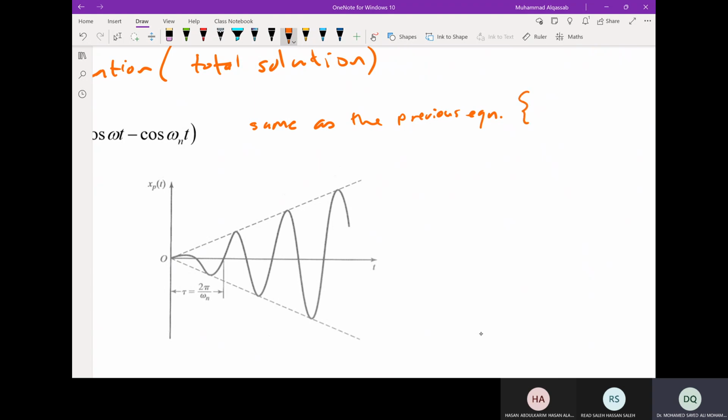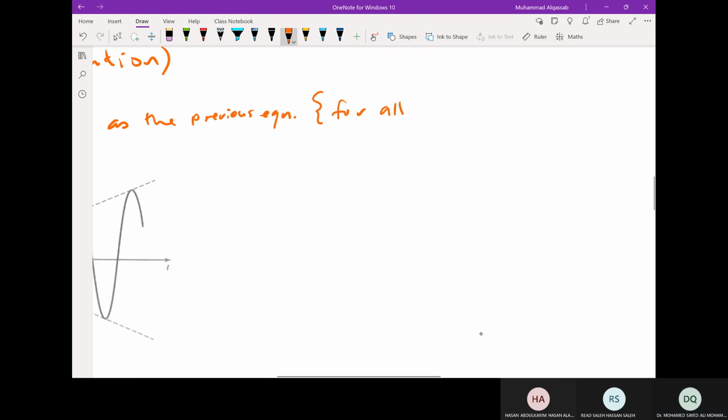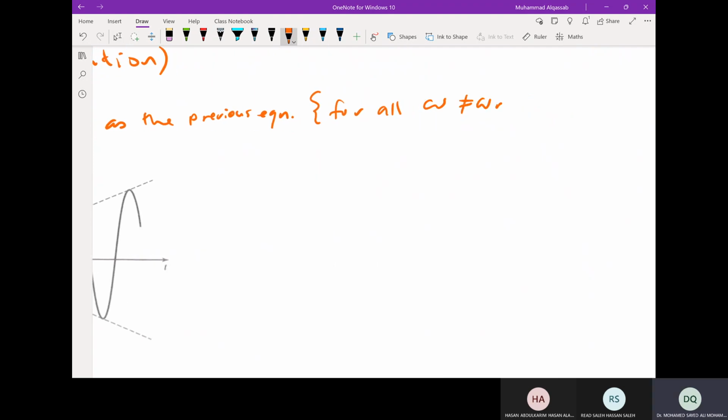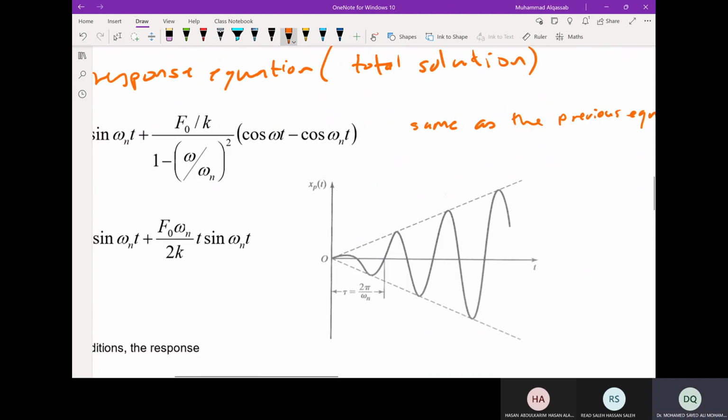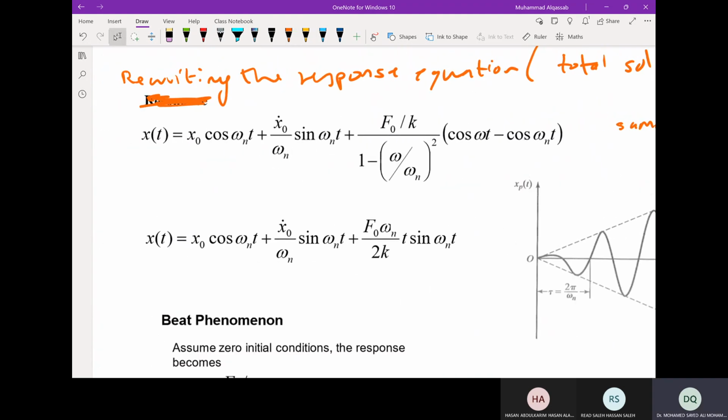Which is valid for all omega not equal to omega n. There is no change here. But the reason for putting this equation in this form is, when you put omega equal to omega n, you will see here cosine omega n t minus cosine omega n t, so this is 0. And this will be 1 minus 1, which will be 0. So it will be 0 by 0.